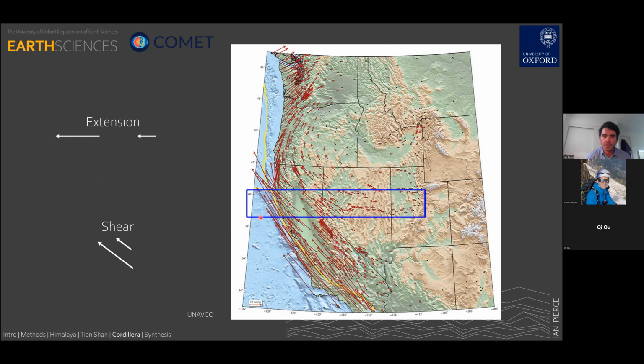dextral shear. The Pacific Plate is sliding northwestward past the North America Plate at a rate of about 50 millimeters per year. Most of this motion is accommodated by the San Andreas Fault system, but about 20% of that motion, or 8 to 10 millimeters per year, is accommodated by the Walker Lane system.